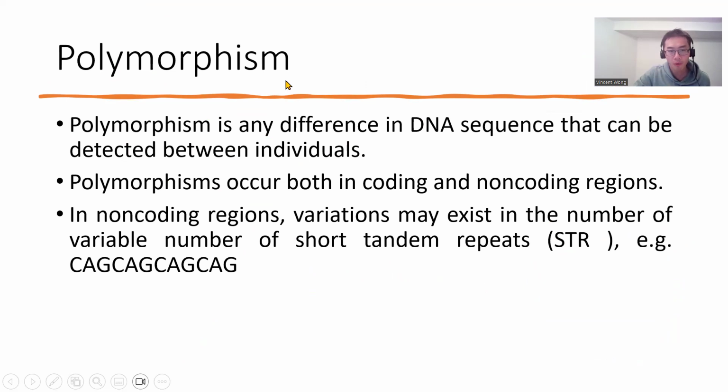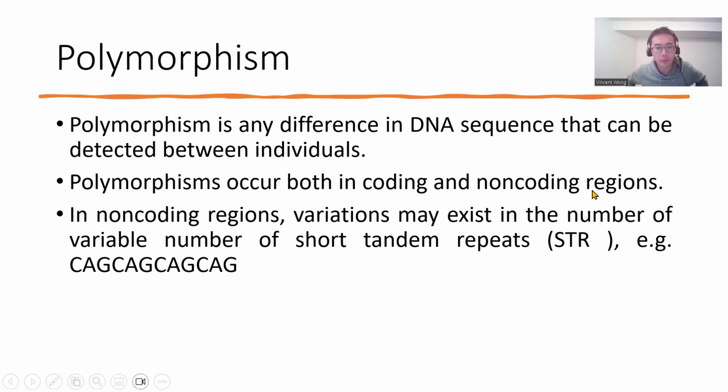A polymorphism is any difference in a DNA sequence that can be detected between individuals. Again, we are 99.9% identical with any other humans. The difference between any of us, the 0.1% difference, that's basically a polymorphism. And it can occur in both the coding as well as the non-coding regions. It could occur in the intron or exon. It could be anywhere really.